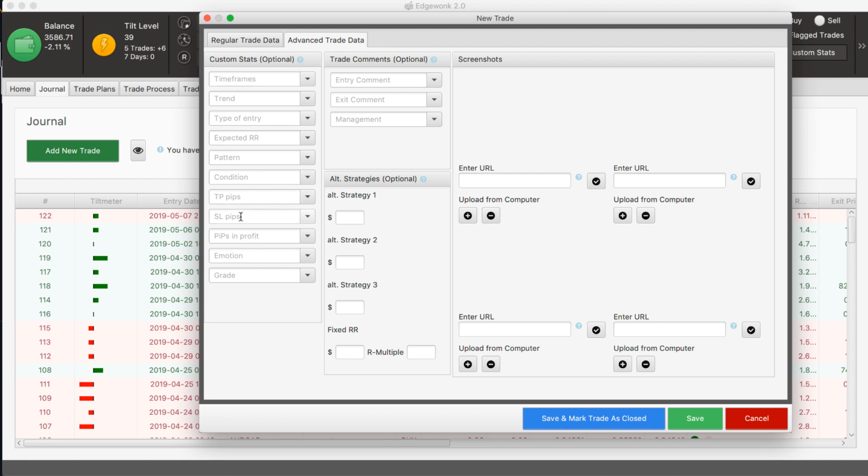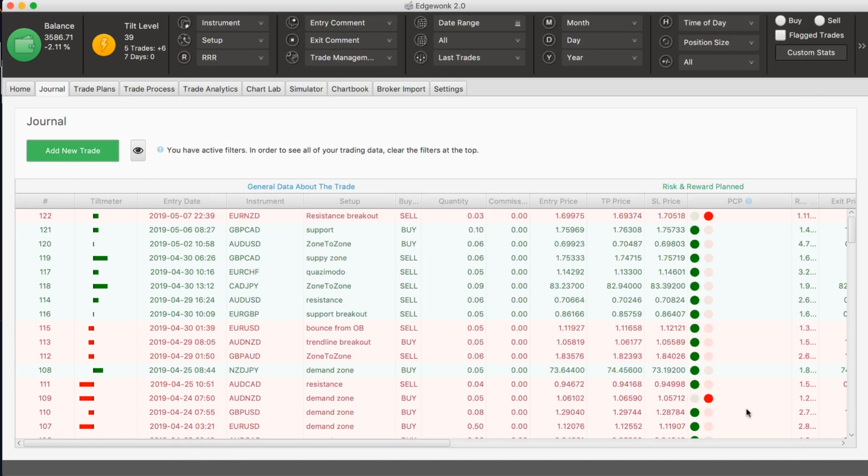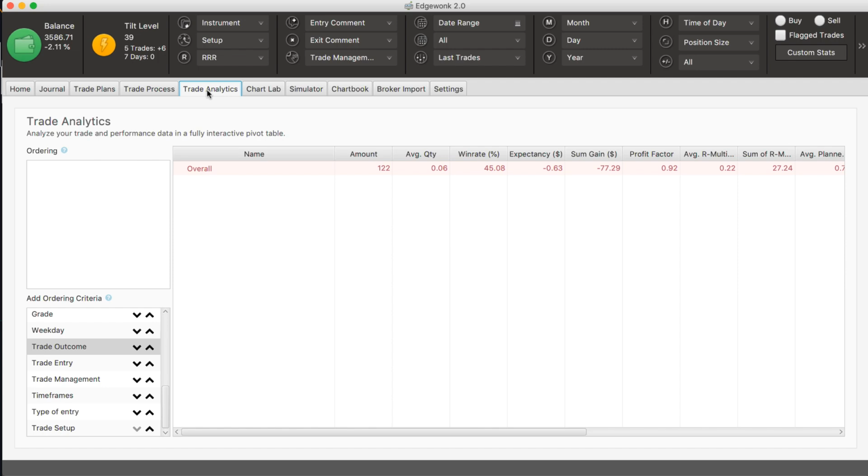Statistics about stops and take profits, pips and profit. And then here you have your trade comments. You can assign a comment that describes the trade entry according to the plan, too early, FOMO, too late, impulsive. Comments that describe the exit and also the management. And then in the trade analytics, you can really observe them and see how it impacts your performance.